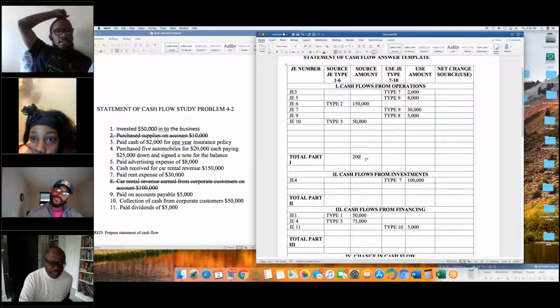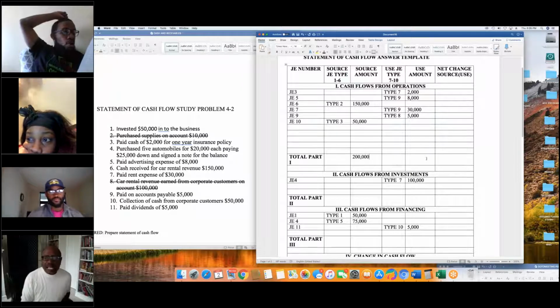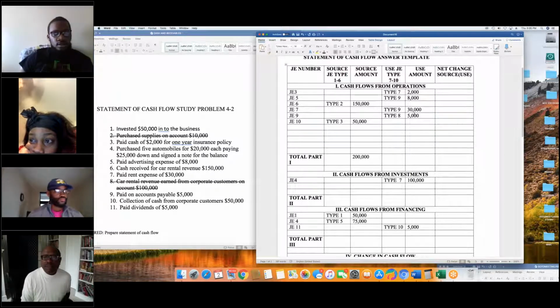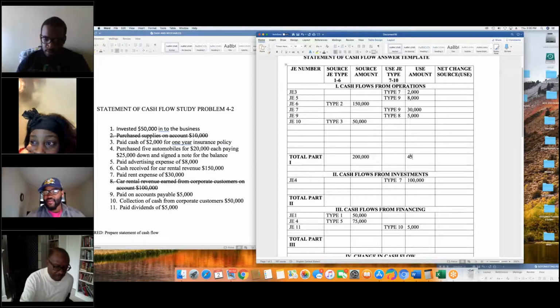So we got 2,000 here. And how much are our uses? Why did we cross out 2 again? Because it was on account. Yep. And this 45,000 right here. Any transaction type that's not 1 through 10, we scratch out.